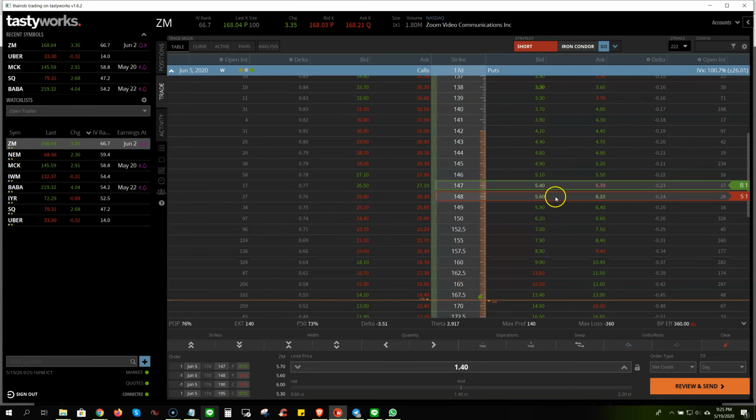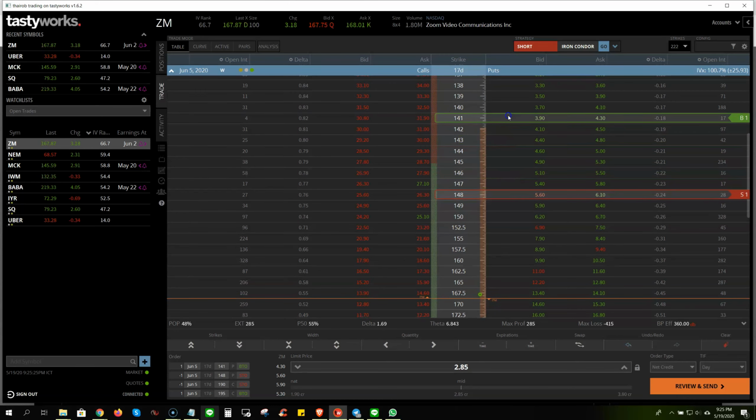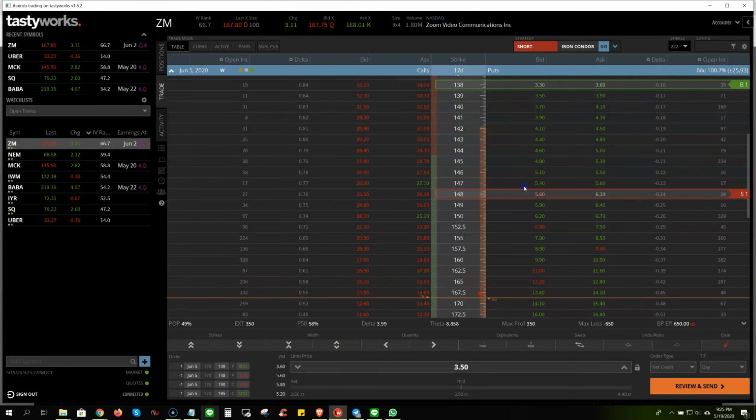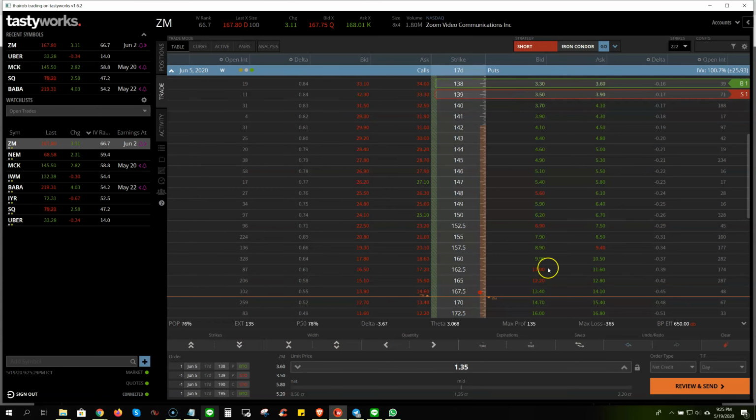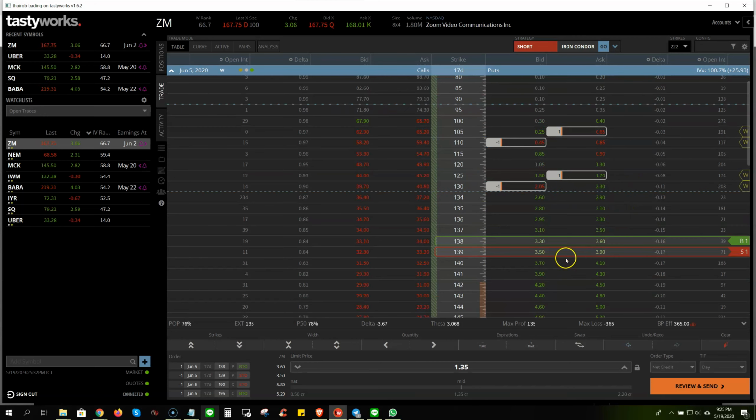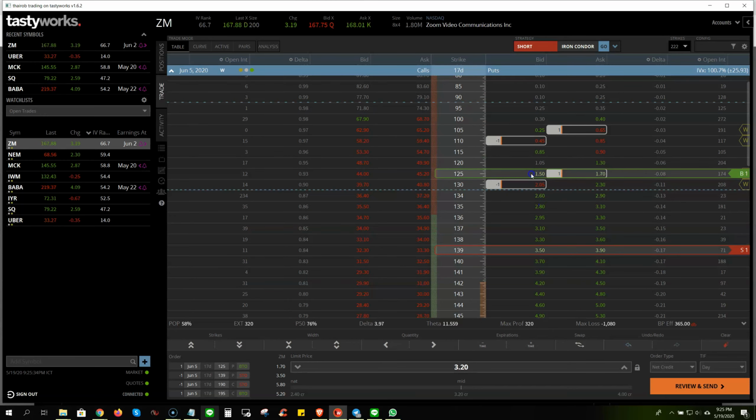Okay, if you're new at this, yes, I understand this does your head in, because an options chain goes the opposite way to what logic would think. We're pushing up, but the price is down. So I want to go to the 130s, 125s. There it is.